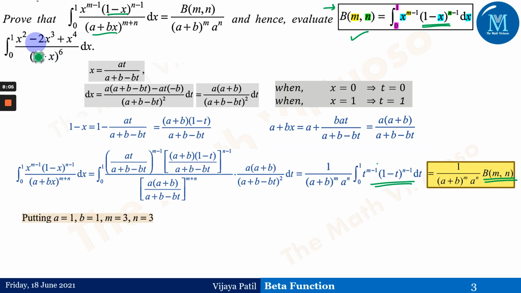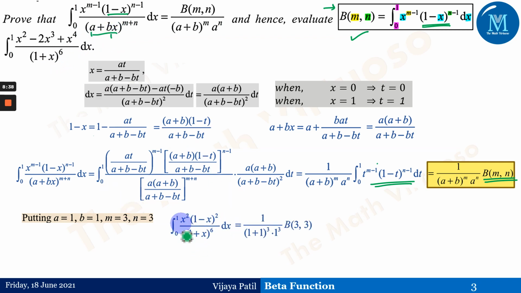Now we have to deal with 0 to 1 of x squared minus 2x cubed plus x to the power 4 upon (1 plus x) to the power 6 dx. If you look at it, a has to be equal to 1 in this identity, b has to be equal to 1, and m is 3, n is 3. Then only we get m plus n equal to 6 here. Because I need 1 here and 1 here, that means 1 plus x to the power 6. For this particular term, I should have this, and that is what we have done here everywhere.